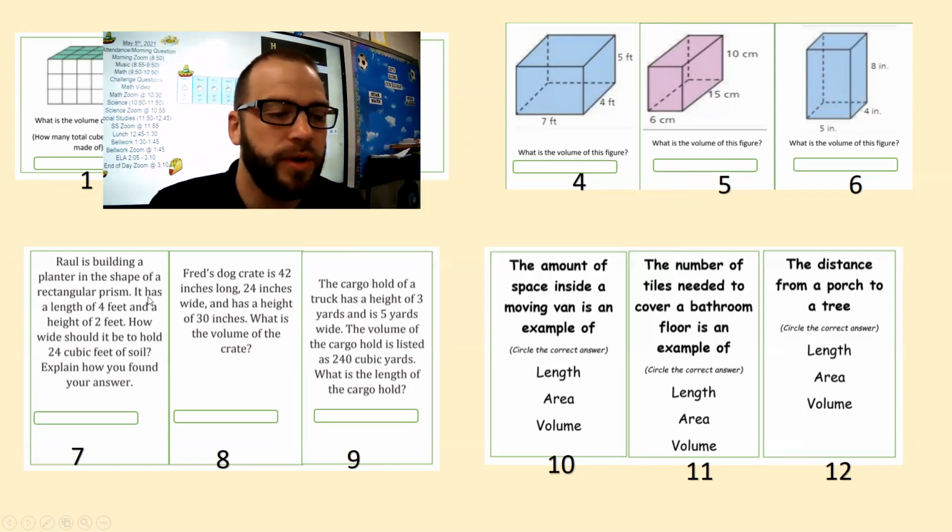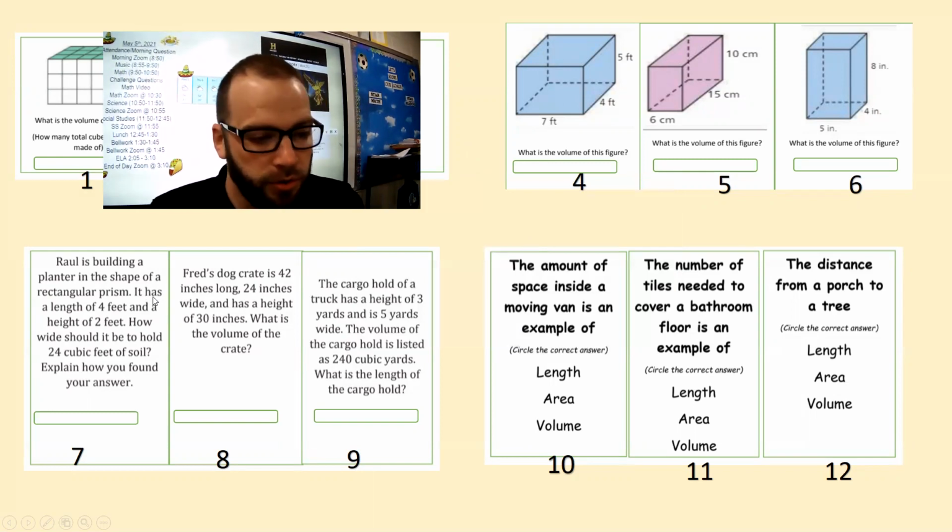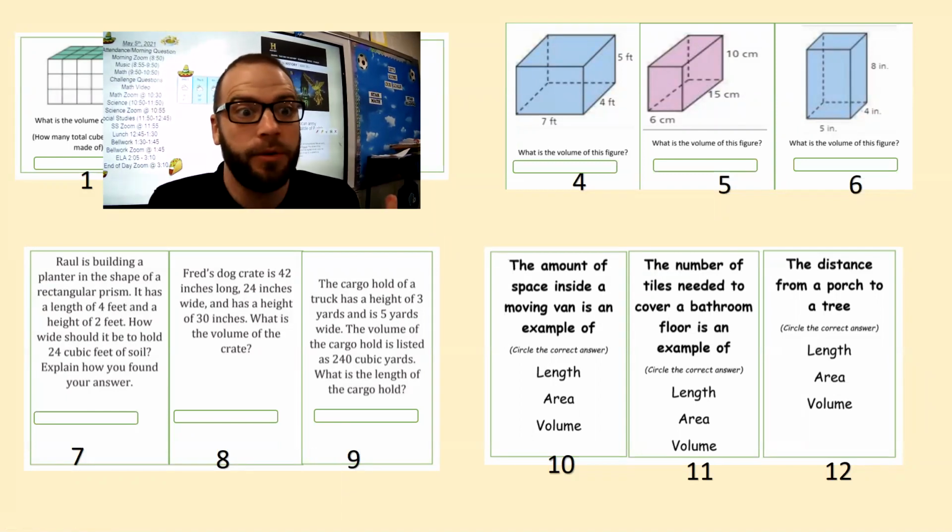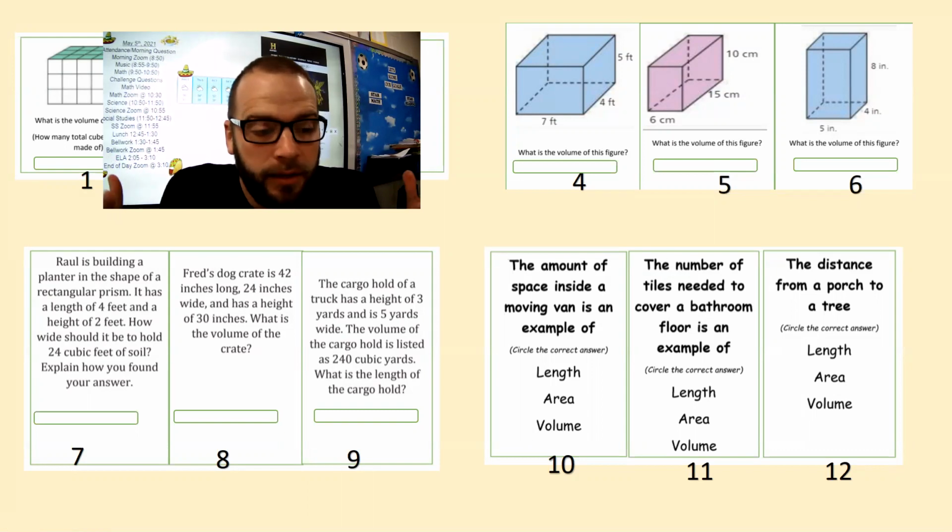And then over here, you're going to read the actual story and you're going to come up with the answer. Raul is building a planter in the shape of a rectangular prism. It has a length of 4, a height of 2. How wide would it be if the entire volume is 24? So you have 4 times 2 times something equals 24. You got to find something.